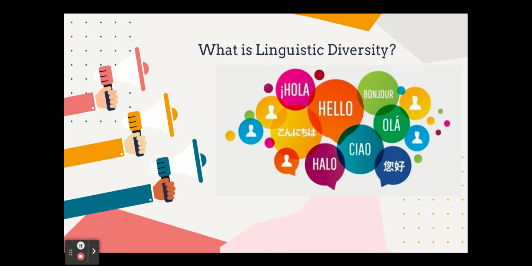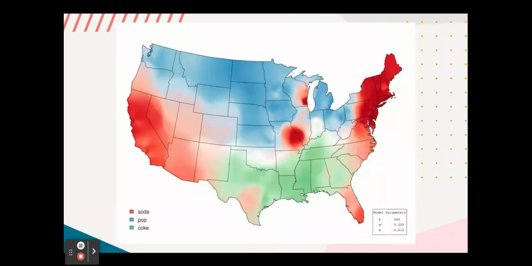So what is linguistic diversity? These are the different languages that you might encounter in your classroom or in your community every day. And it doesn't even have to be different languages. This map is showing you different types of English that are spoken. So this is actually looking at what people call bubbly fountain drinks. So in Ohio, we typically call it pop, but if you go to California or New England, lots of people call it soda. And they might not know what you're talking about if you say pop.